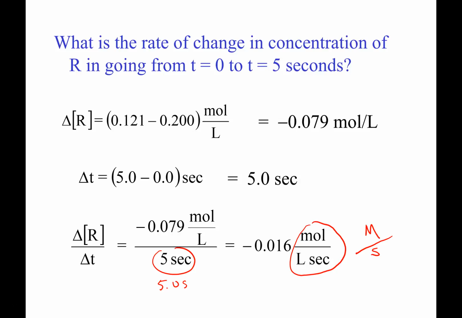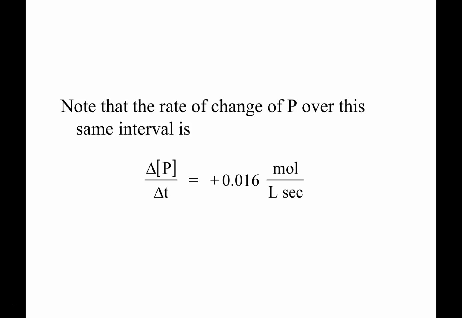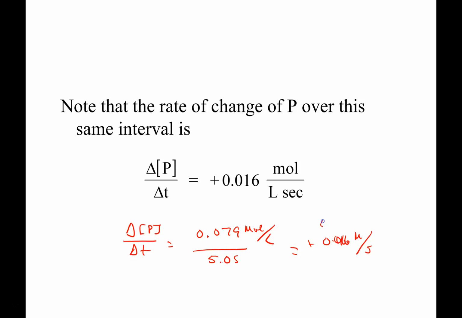All right. Well, we could pick on the product. I'm looking at the sheet here. And for the product, it went from final minus initial. So the final is 0.079 minus the initial, which is 0. So I got 0.079 moles per liter. Again, 5.0 seconds. And it's the same thing, right? But in this case, it's a positive 0.016 molar per second.